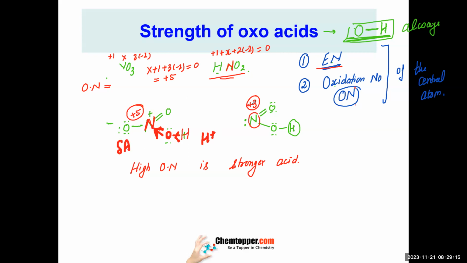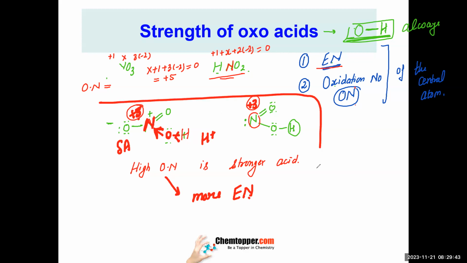Here, this nitrogen is less electron hungry, less electronegative. So even though both are nitrogen, this nitrogen is more electronegative because it is with high oxidation number. High oxidation number means more electron hungry, more electronegative. So please understand this concept.